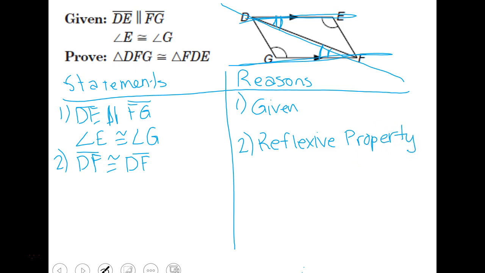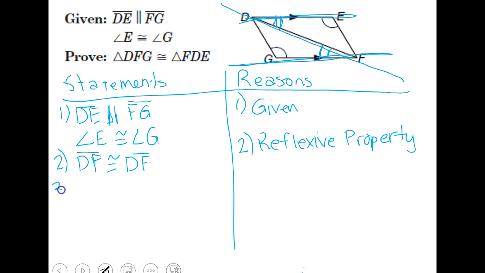The reflexive property tells us that anything is congruent to itself, which is sort of a given, but it must be stated here. So anytime you need to say they share a side, you're going to state that piece is congruent to itself, and then you're going to use the reflexive property.